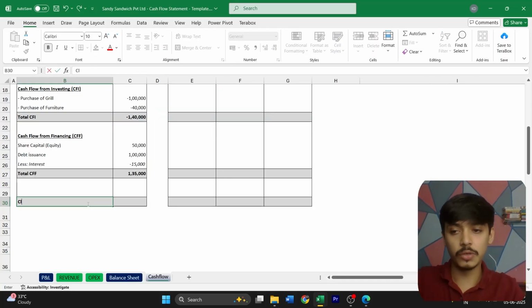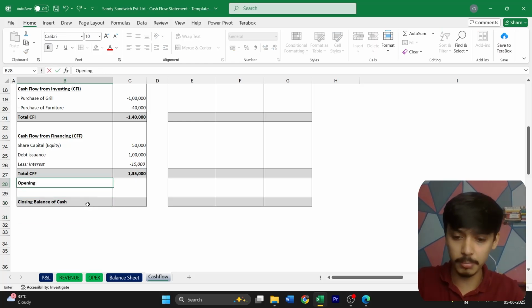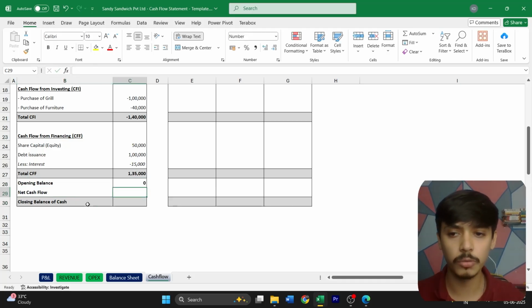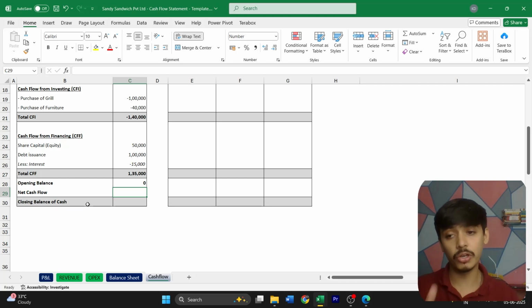So we transfer the closing balance of cash. Now to calculate closing balance, we need to calculate the opening balance plus the net cash flow. So opening balance for us is zero, as we had started business from scratch. There was no previous year cash that came into the business. Now the first year cash that we calculate will be the opening balance of the next year. So since this is the first year, we don't have the opening balance.